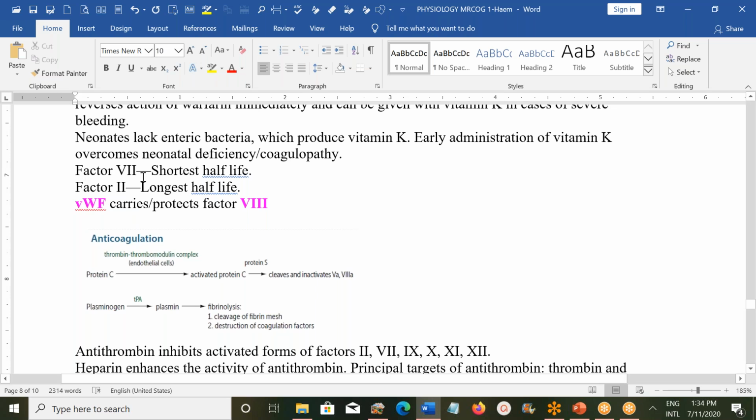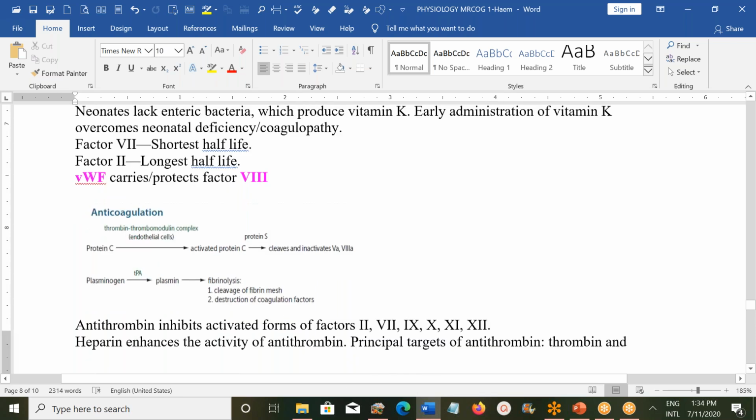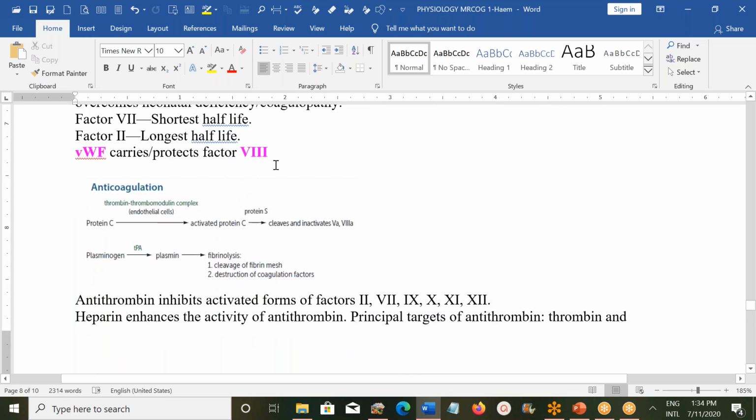Remember a few things about factor 8 and factor 2. Factor 7 has the shortest half-life, and factor 2 has the longest half-life. And von Willebrand factor carries or protects factor 8. So if there is deficiency of factor 8 or von Willebrand factor, your patient is going to have a bleeding disorder. That is the point. Okay. When you have deficiency of factor 8, a very common condition is hemophilia. These things should be on your fingertips right now.